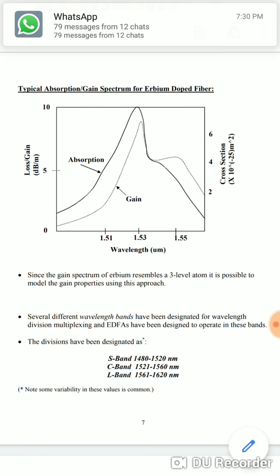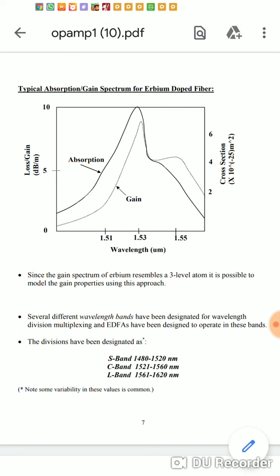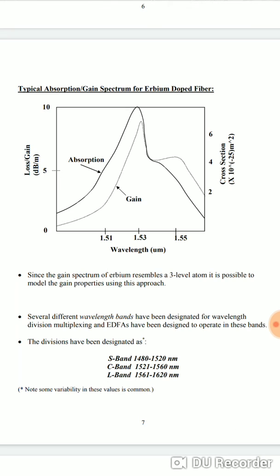That is the relation between the absorption or gain versus the wavelength of the light. Since the gain spectrum of erbium resembles a 3-level atom, it is possible to model the gain properties using this approach. So based on the wavelength range, there are 3 bands for the operation of EDFA that we are not supposed to go into detail with. Just for your understanding, you can refer that this operation can be divided into 3 parts.